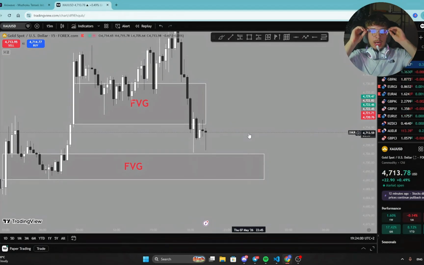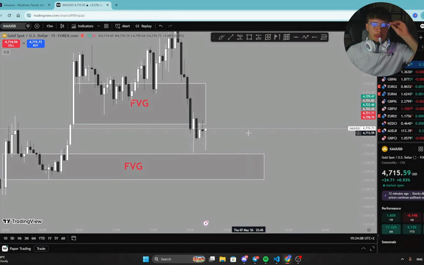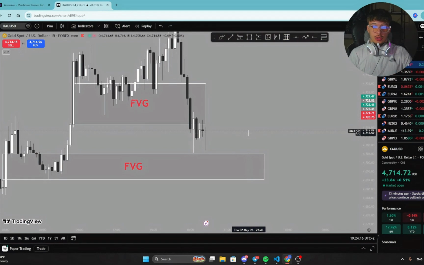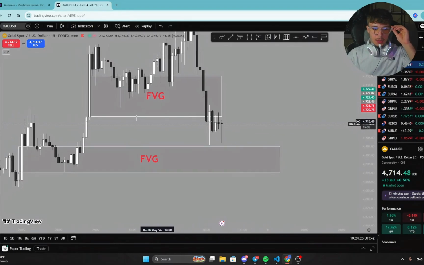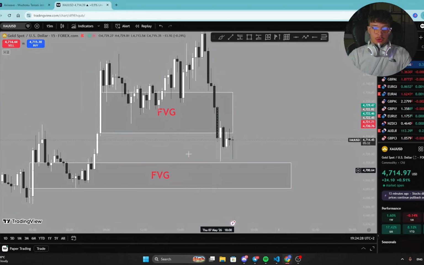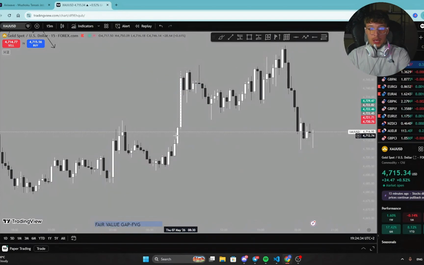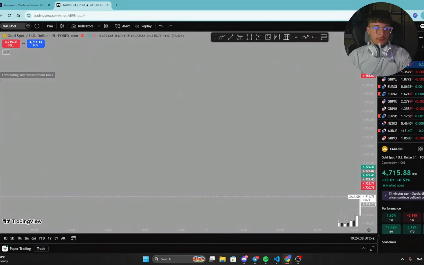Basically, fair value gaps work like a magnet. When there is disbalance in the market, fair value gaps happen. Moves happen fast, and the price didn't actually get to be on that level to decide whether it's going upward or downward. And that's how fair value gaps are made. As you can see right here, we broke out of this fair value gap and retraced off of the previous one.